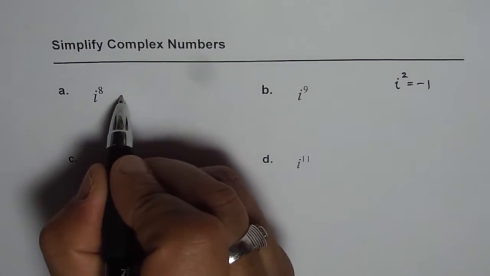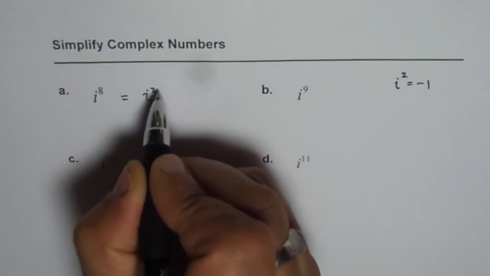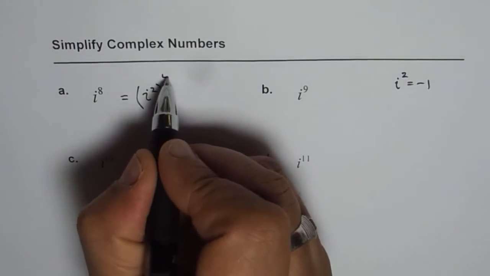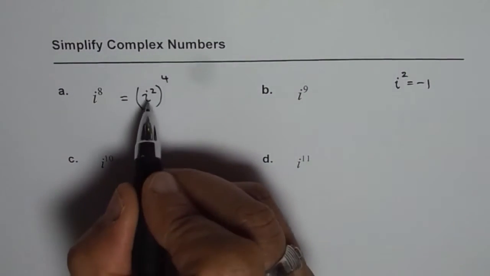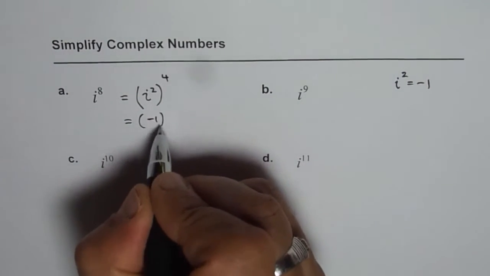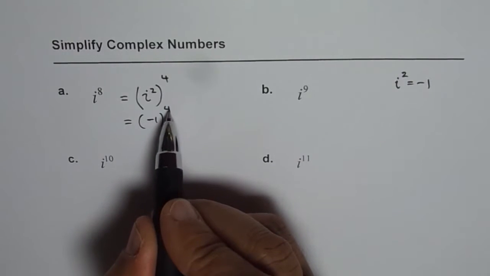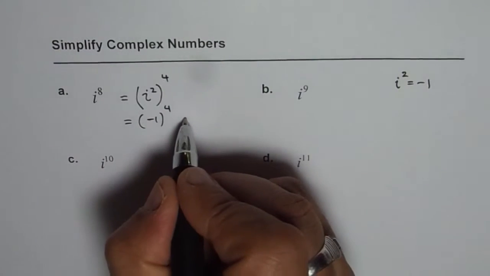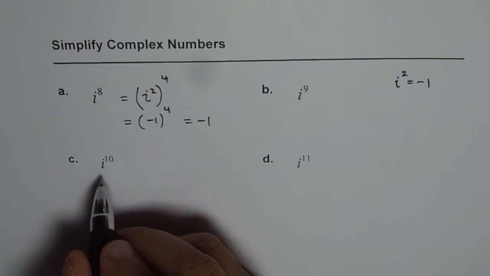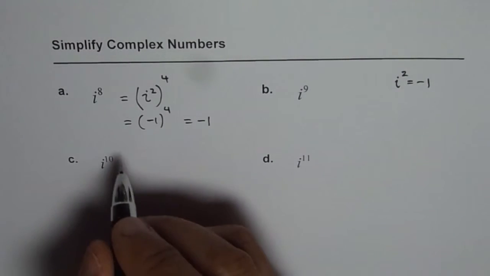I to the power of 8, I can say i squared to the power of what? It is 4, correct? 4 times 2 is 8. Now, i squared is minus 1, so I'll write minus 1 to the power of 4. Now, since 4 is even, our answer is 1. Is that okay? Let's look into C first, and then we'll move on to this side.